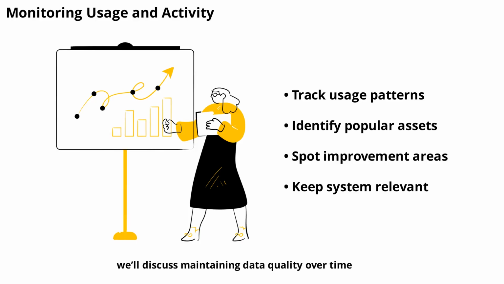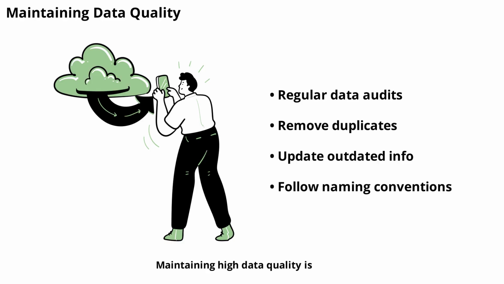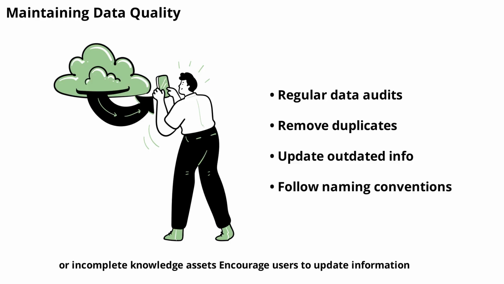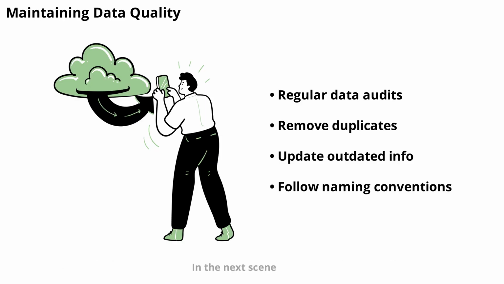Next, we'll discuss maintaining data quality over time. Maintaining high data quality is essential for effective knowledge management. Schedule regular audits to check for outdated, duplicate, or incomplete knowledge assets. Encourage users to update information as needed and follow naming conventions. Clean, accurate data ensures your inventory remains useful and trustworthy.